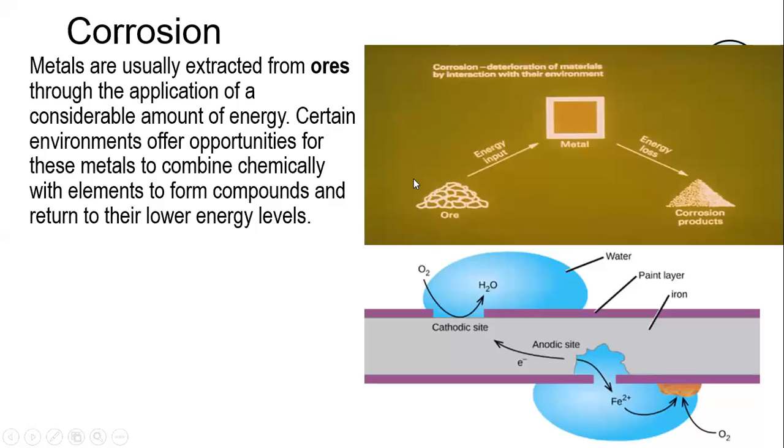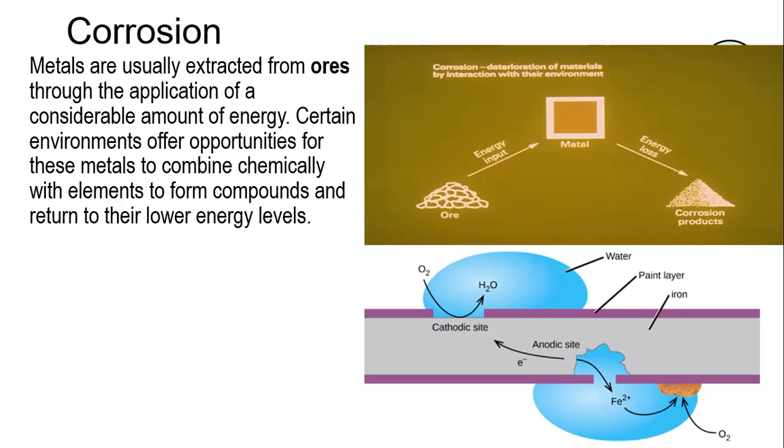Okay, for example, you have a cargo of ore. For example, you have boarded a bulk carrier. Corrosion happens, the deterioration of materials by interaction with their environment. There's the energy input. Then the metal is affected because your ship is made of metal or steel. Then there's energy loss because of the corrosion products. Look at this anode and cathode process. There's involvement of oxygen and there's the water, and the paint layer is there, and your ship of course is made of iron.